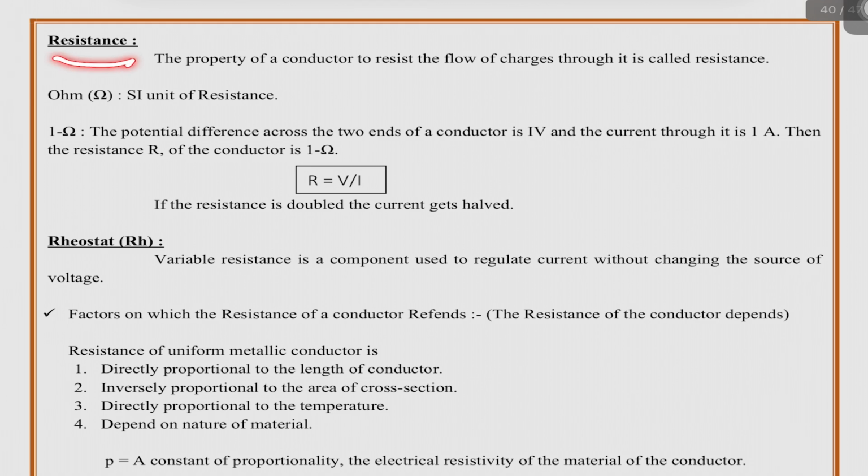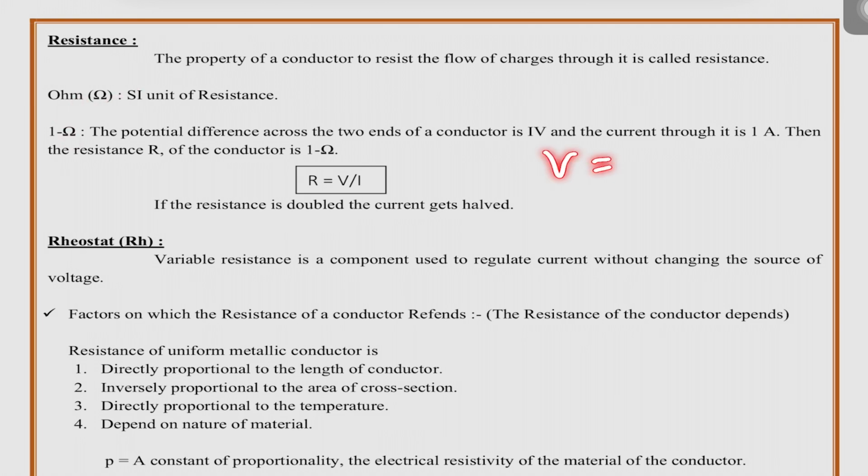So what is this resistance? Resistance is the property of a conductor to resist the flow of charges through the circuit is called as resistance. What is the SI unit of resistance? It is ohm. Now what do we mean by 1 ohm?